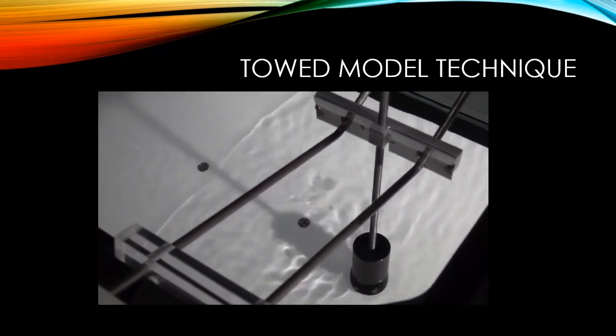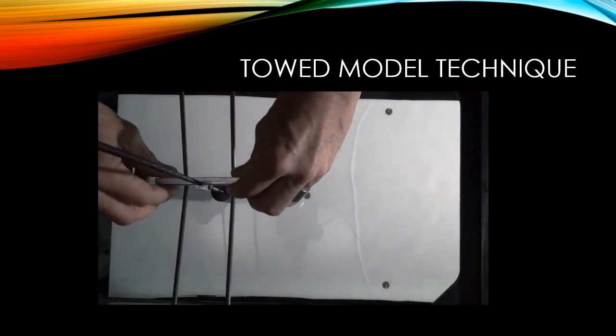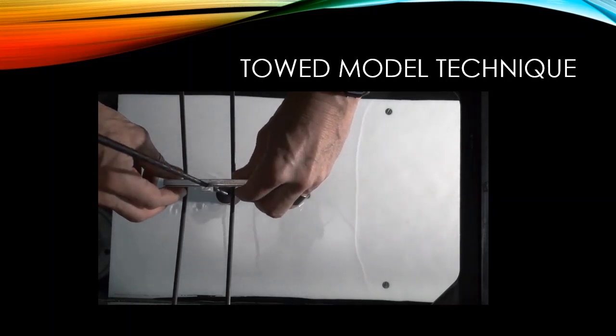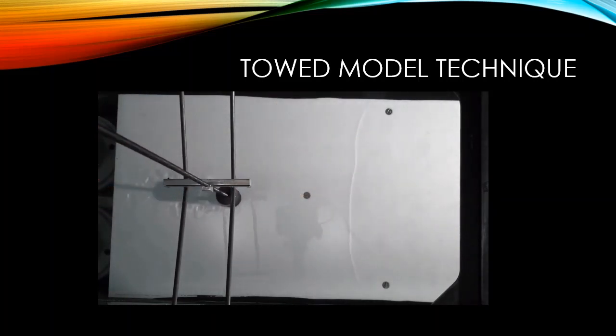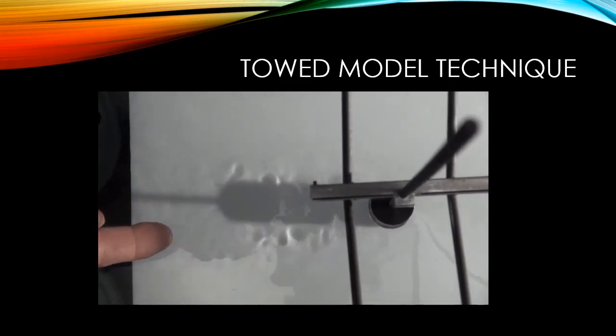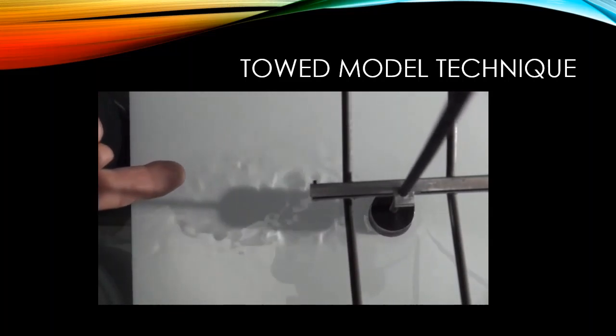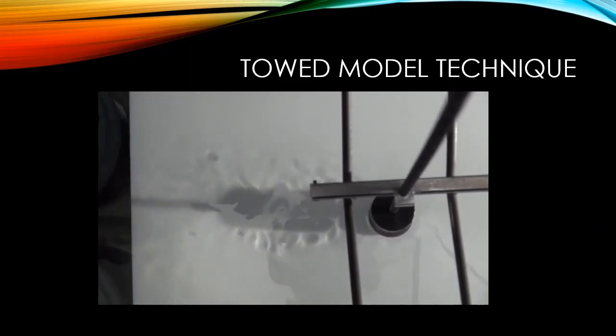So this is one towed model technique which I am showing here, and then at last you are going to place it in the fast stream. So this is the fast stream condition. After this we have a steady level of flow where all the vortex streets are formed behind it, right? So this is nothing but a Karman vortex street.